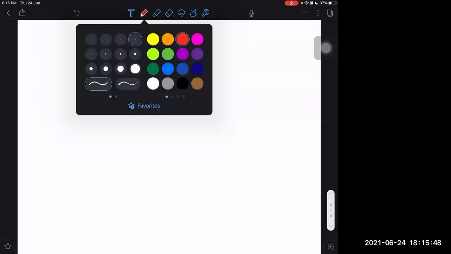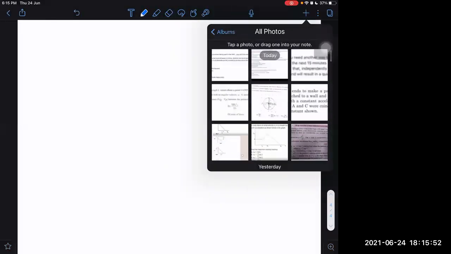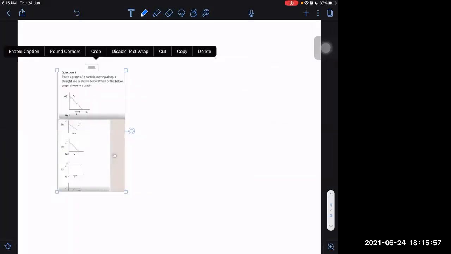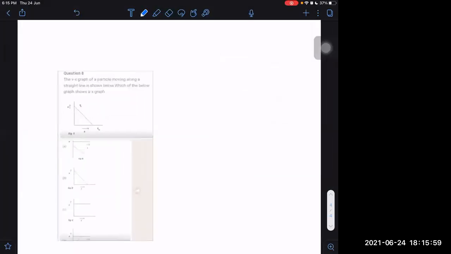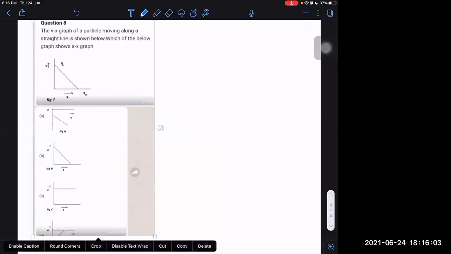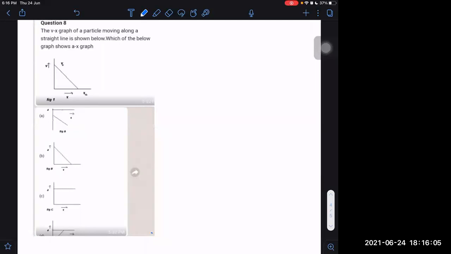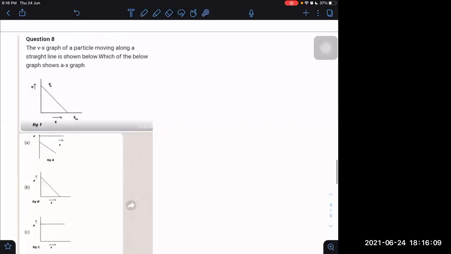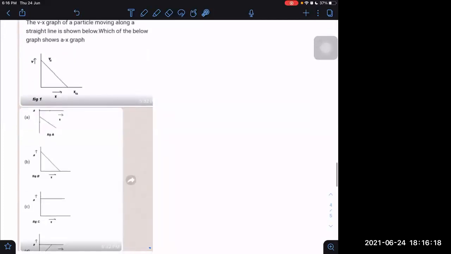Next, we have one more question. Somebody had asked, what was that? This one, graph. This is the main question, in fact, for this week. Let's discuss this one now. The Vx graph of the particle moving along a straight line is shown below. Which of the below graphs shows the Ax graph?